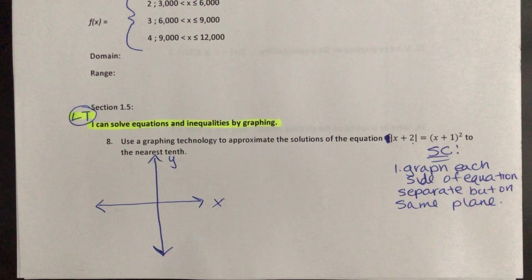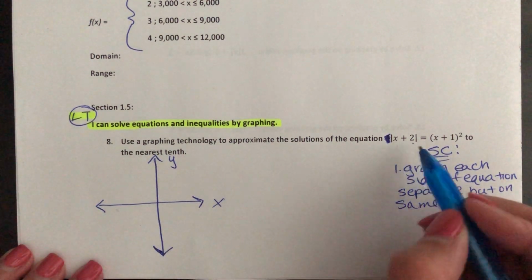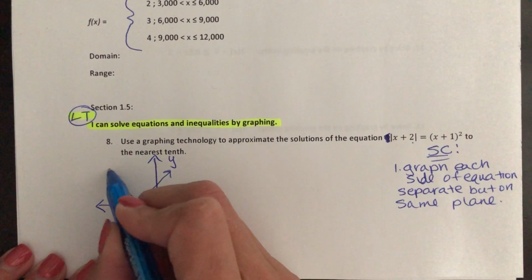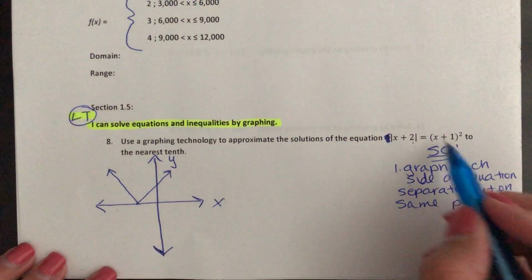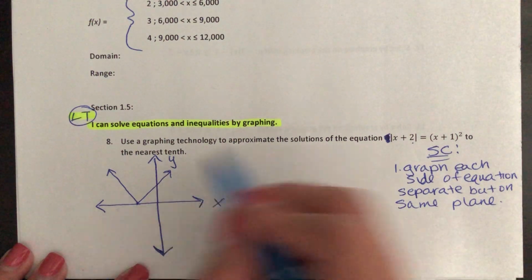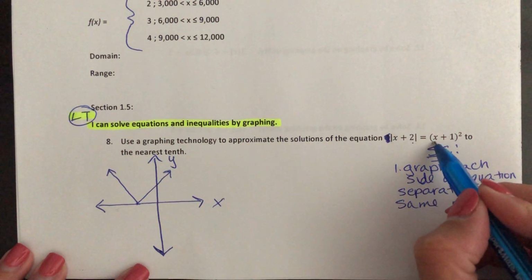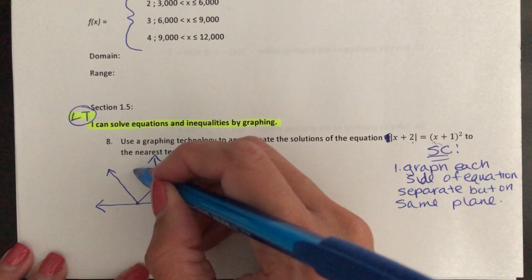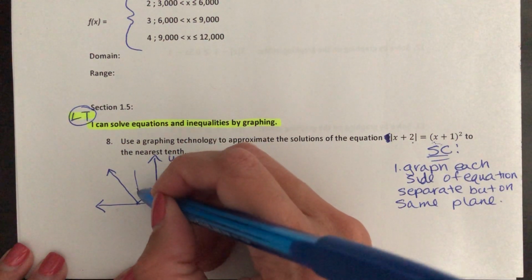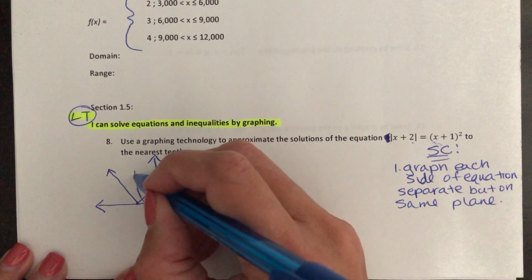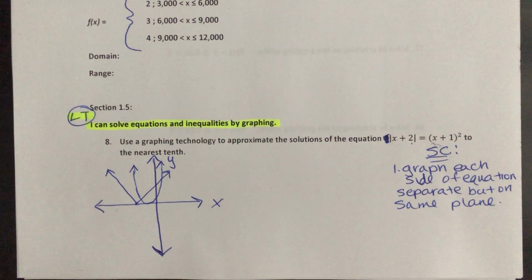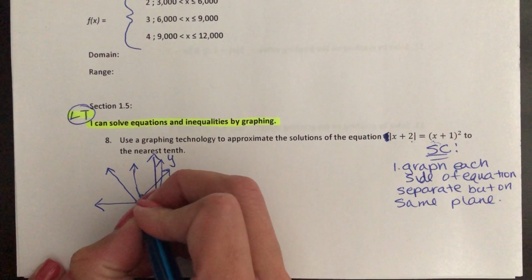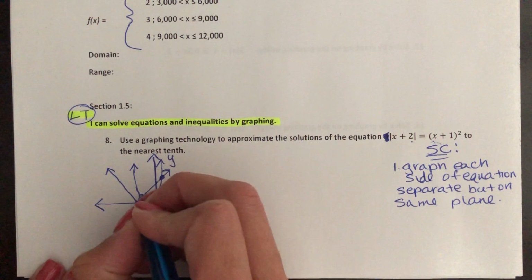But the absolute value of x plus 2 would be over here at negative 2 here. And then x plus 1 squared would be over here. So something like that, okay? Again, this is just a rough sketch. But you see you have two intersections, one here and one here.